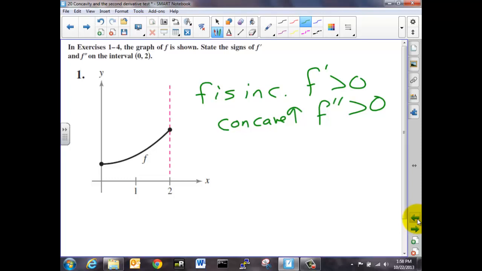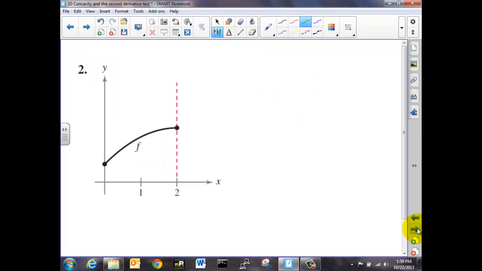But on the next one, can it be increasing but be concave down? Can it be increasing and concave down? Yeah. Okay. Look at this here. Isn't the function going up? But it's concave down. It won't hold water. So yeah, it can be that. So I want you to follow the instructions on those problems and solve those problems, okay?